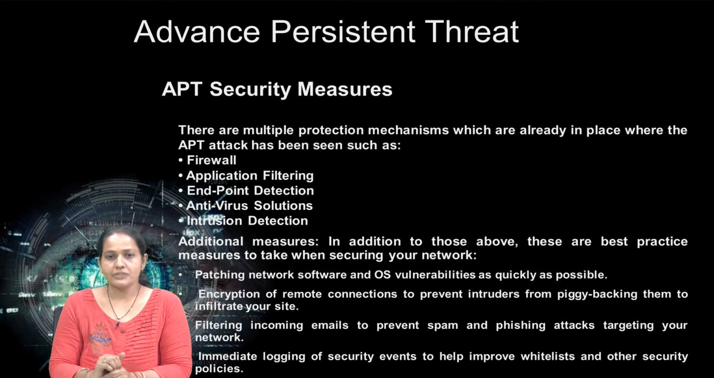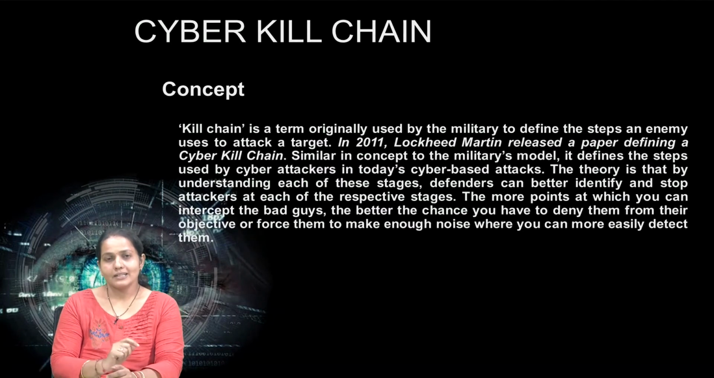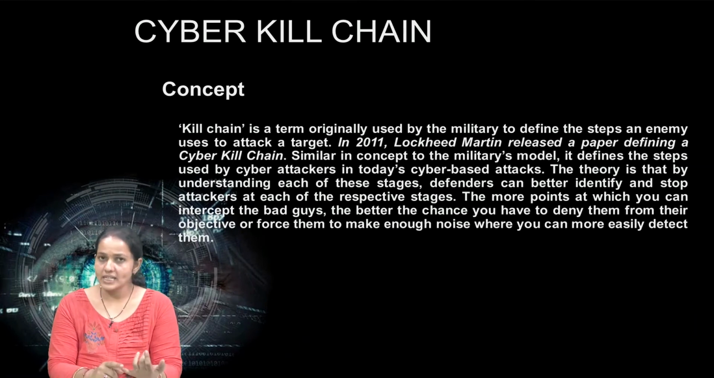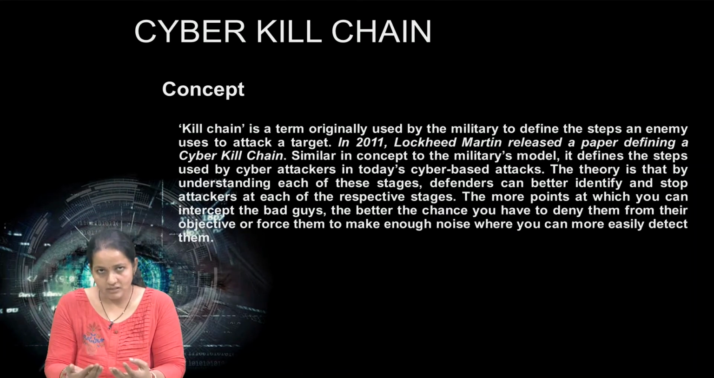Immediate logging of security events helps to improve the whitelist and other security policies. So these are the other measures which can be established as a prevention mechanism. Now, all of this was about the APT, advanced persistent threat. We have seen what APT is, how it works, what the aim of APT is, what damage will happen once APT is there, how an organization can prevent APT, and which different security measures exist.